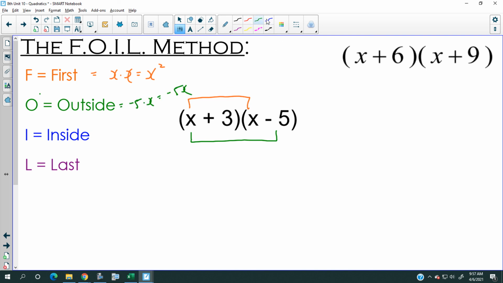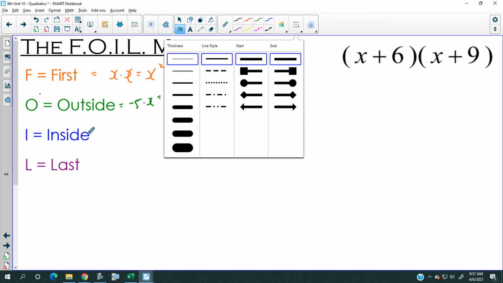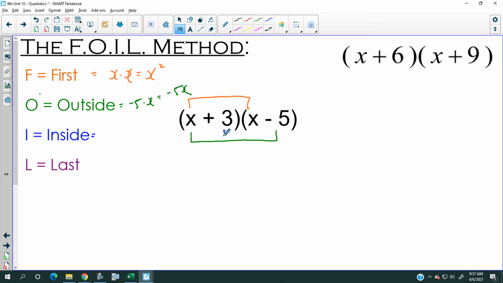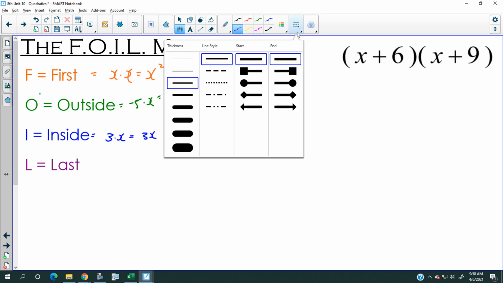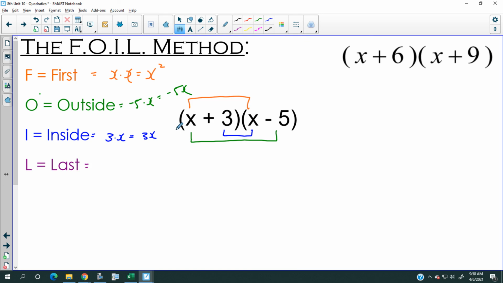And then inside, that would be these two, like that. And always draw the lines, by the way. I learned this 30 years ago, and every time I do this, I always draw the lines. I never not draw the lines. It's a proven method to solve this. Okay, the two last terms like that. So that's 3 times negative 5, that's negative 15.